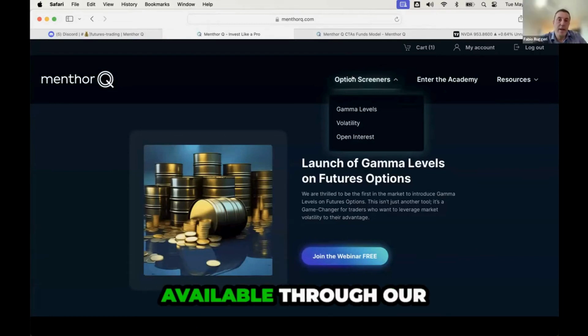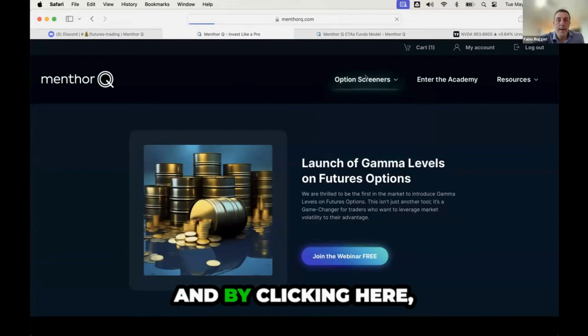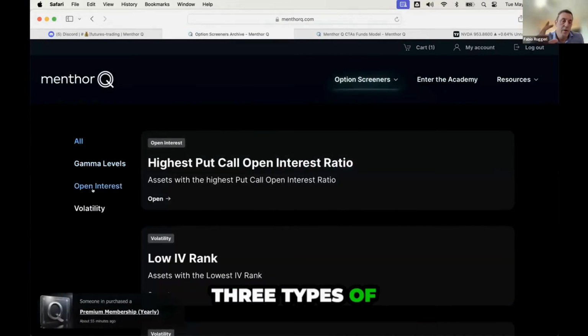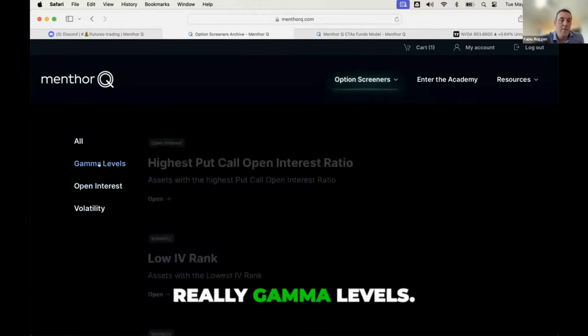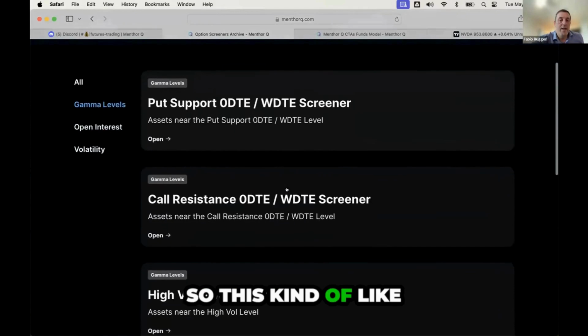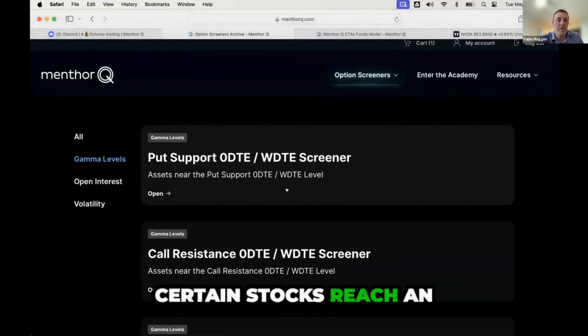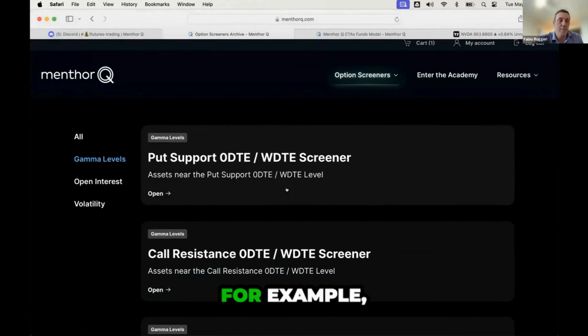The scanners are available through our website. Once you log into your account, you will have access to the option screeners. By clicking here, you now have three types of screeners, but we're going to add more to this. The first one is really gamma levels. This goes into the ability of being alerted when certain stocks reach an important gamma level. For example, Patrick trades a lot of those levels, like the put support and the core resistance.